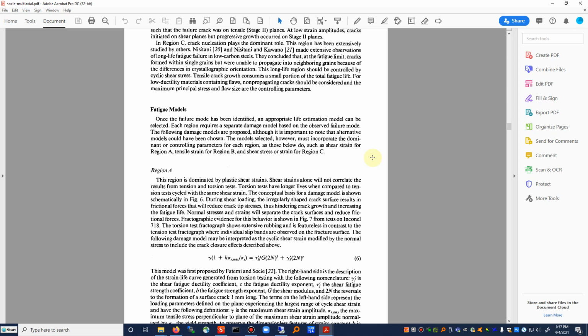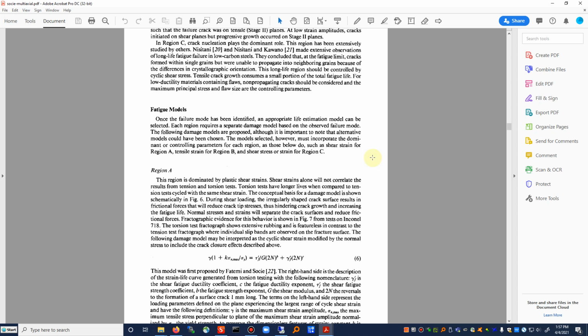And so we have the region A damage parameter. Okay, this region is dominated by plastic shear strains. Shear strains alone will not correlate the results from tension and torsion tests. Torsion tests have longer lives when compared to tension tests cycled with the same shear strain. The conceptual basis for a damage model is shown schematically in Figure 6.